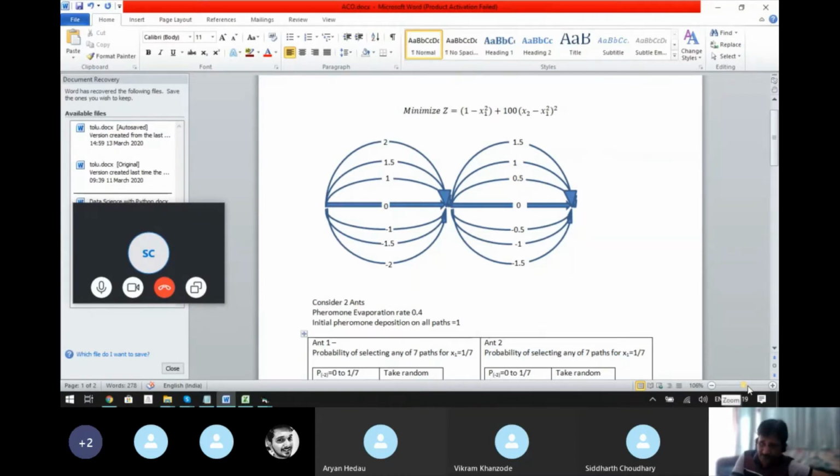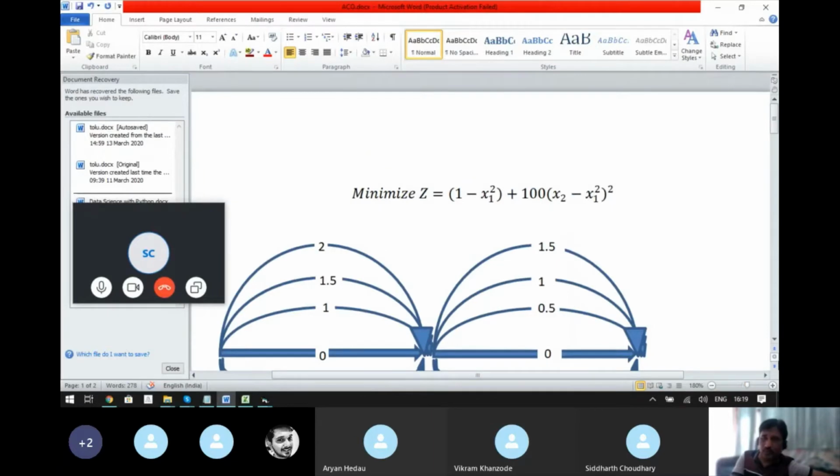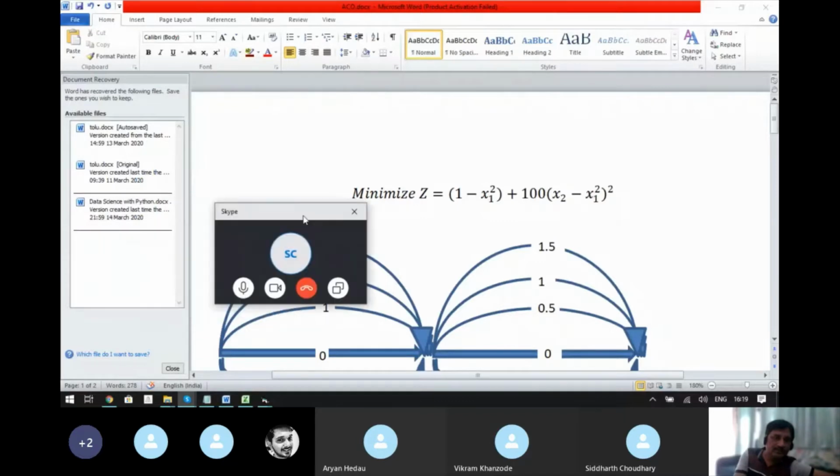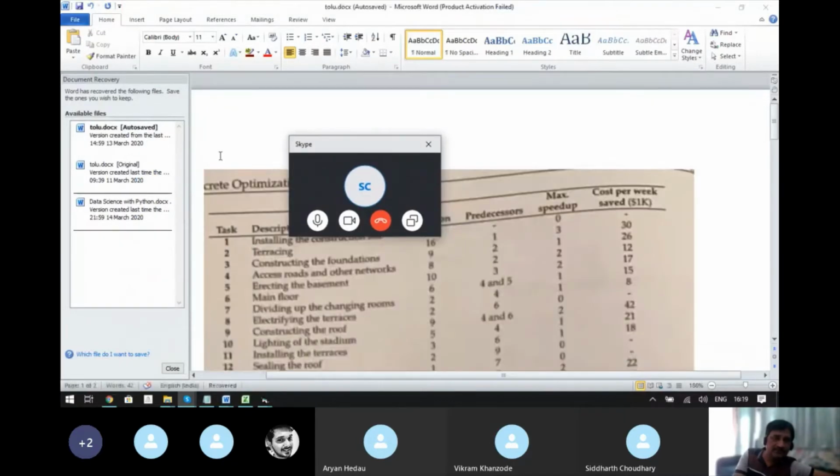Okay, just a minute for making you see the things very clearly. Okay. I want to remove all these things so that the vision is wide.